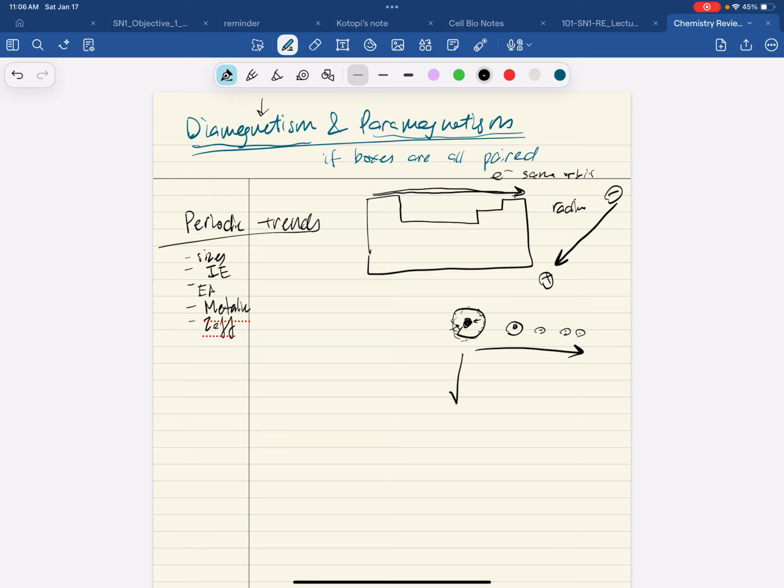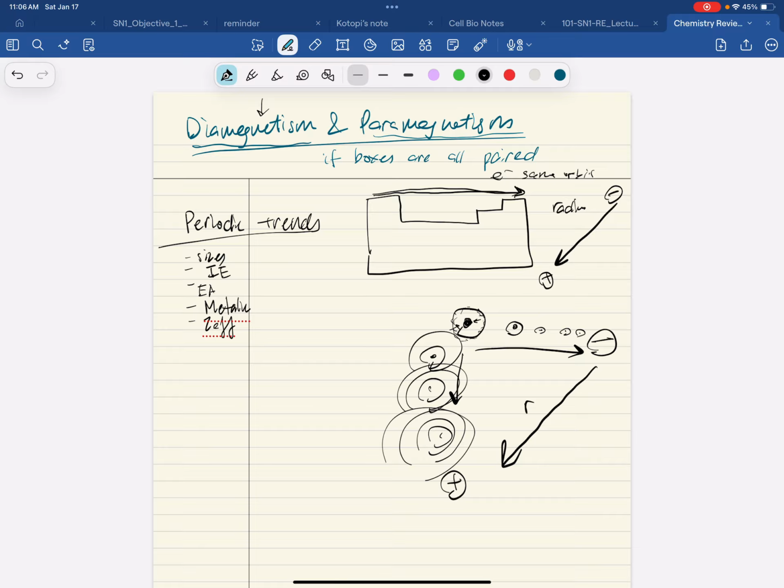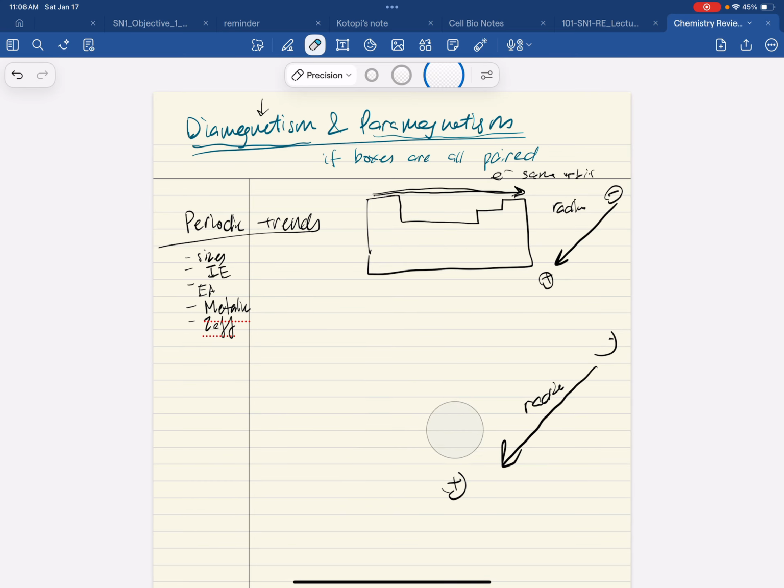If we go down, it actually gets bigger because layers are added, and if there's more layers added, naturally it will just get bigger. So that's why the trend is smaller to the left and bigger to the down. So that's the radius trend: the arrow is always pointing towards where it is increasing. So just remember that. This is a must know for this course.